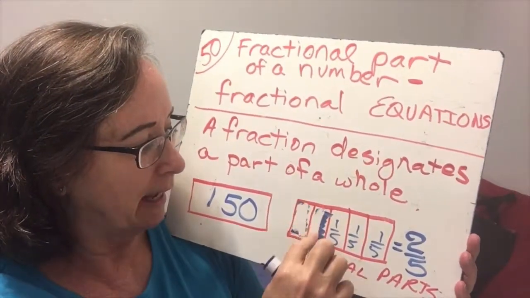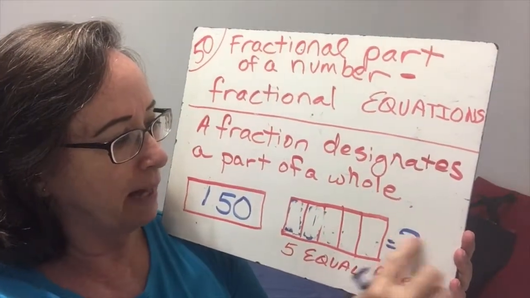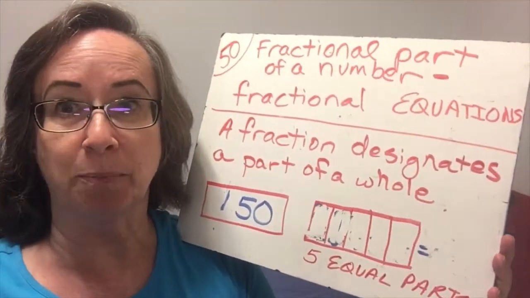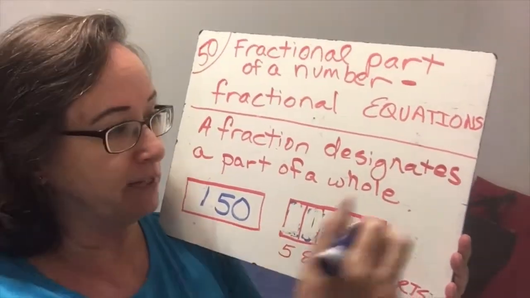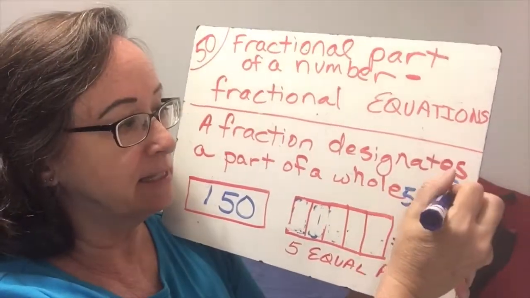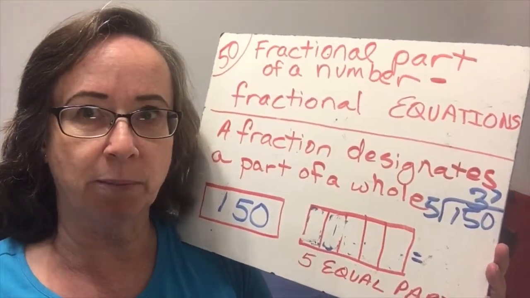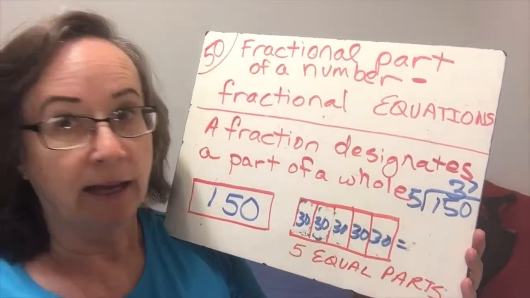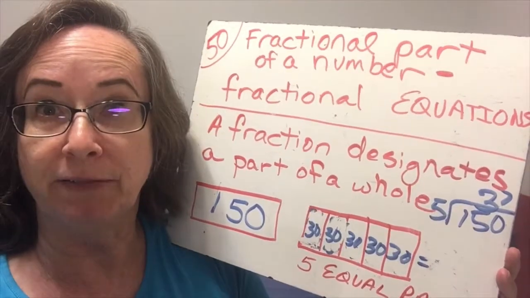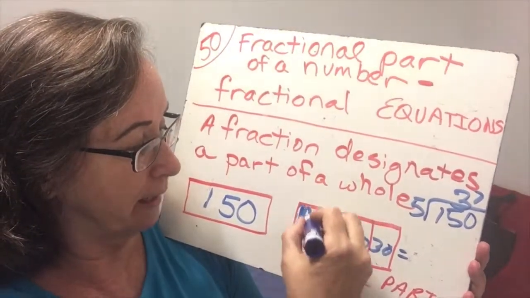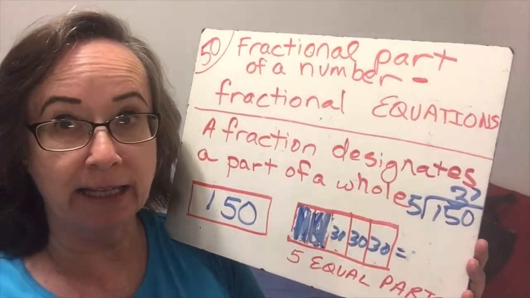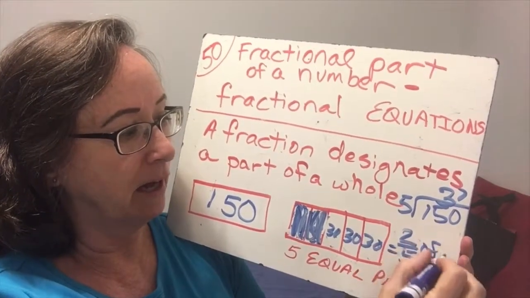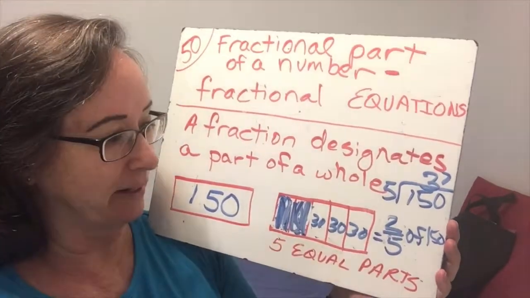So if we erase these for a minute, they're still fifths, but we're going to change their notation. Since our whole turned into a number, what would be five equal parts of 150? Well, 150 divided by 5 is 30. So each of the five equal parts is equal to 30. So now we put 30, 30, 30, 30, 30, and altogether as the whole, it equals 150, doesn't it? So now when I shade 30 and then another 30, we just shaded 2/5 of 150, and 2/5 of 150 is 30 plus 30, or 60.